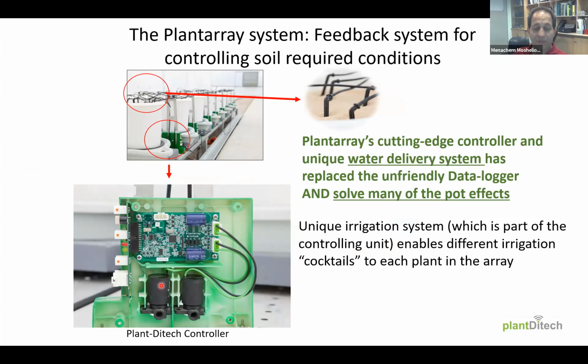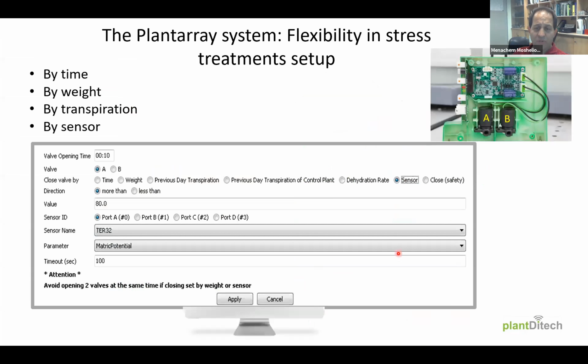So this tab can bring one solution and this tab can bring another solution, and each plant gets its own cocktail of solution, either tab A or B or both. If you look, this is the controller, the real controller software. You can see that we can control either tab A or B by time. This is simple, by weight.